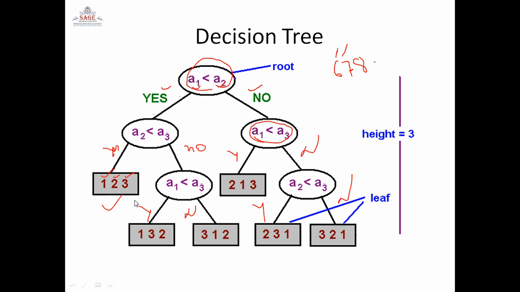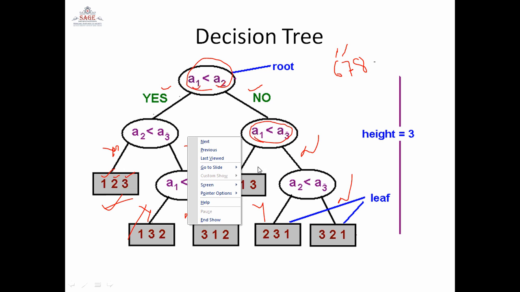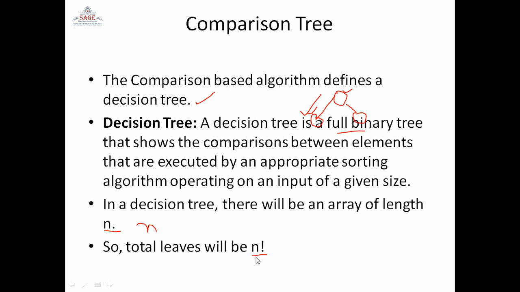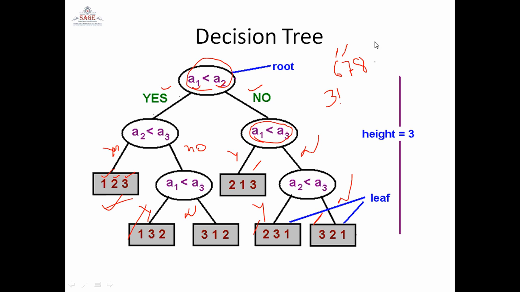So how many leaf nodes are we getting here? See, 1, 2, 3, 4, 5, 6. And that is nothing but 3 factorial. Okay. So see, here we have n factorial leaf nodes. We have 3 elements, and we have 3 factorial leaf nodes, that is 6.